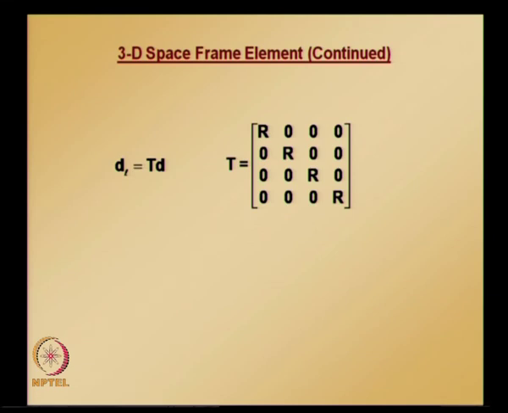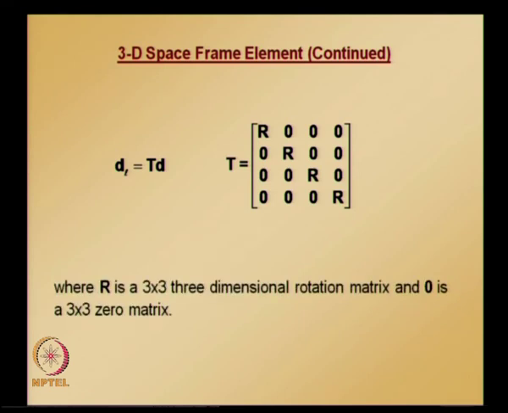Now we need to know how this R looks. R is a 3 by 3, 3 dimensional rotation matrix, and theta 0 there is also a 3 by 3 null matrix, a 0 matrix. The rotation matrix R transforms a vector quantity from the local to the global coordinate system. Since displacements, rotations, forces, and moments are all vector quantities, they can all be transformed using this R matrix.